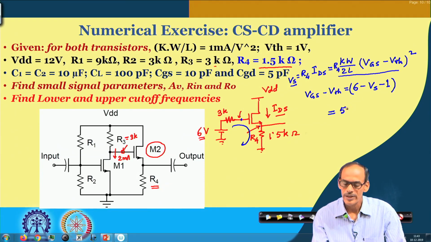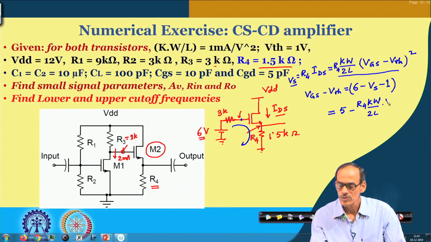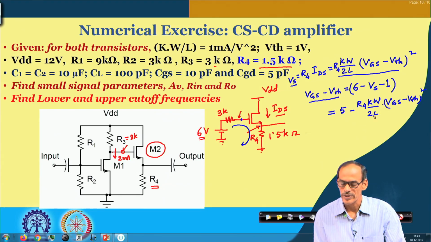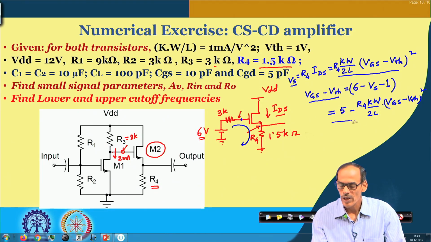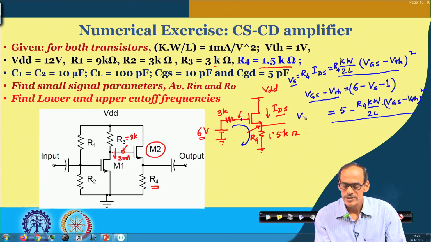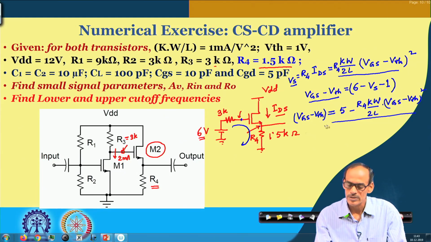So, we can say directly this is 5 minus R4 into K W by 2L into VGS minus VTH square. So, that is the expression of VGS we are getting. Now, we do have one equation here which is in terms of VGS minus VTH. So, if we can find VGS minus VTH, then we can find the corresponding current.